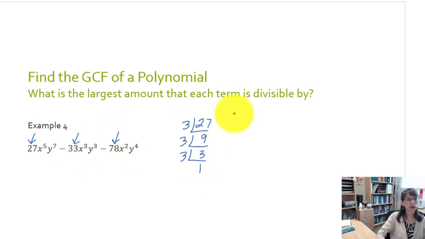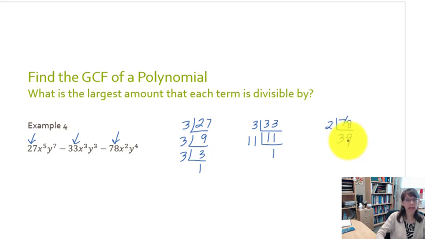Our next number is 33. Don't worry about the negative at this point. Just look at the coefficient 33. 33 is divisible by 3, leaving 11. 11 is also a prime number, so we can divide it by itself to get 1. Our last coefficient is 78, and that is an even number, so I'll start with division of 2. 2 goes into 7 3 times, leaving 1. 2 goes into 18 9 times.